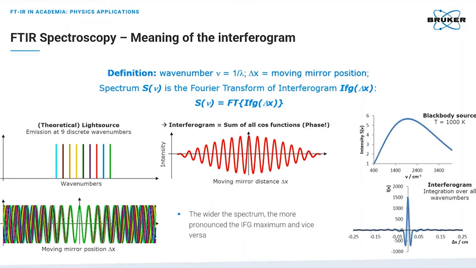For example, here we have a black body, a source emitting light in a broad mid-infrared range, and its interferogram will look like this, which has a very sharp maximum in the center, the so-called center burst.